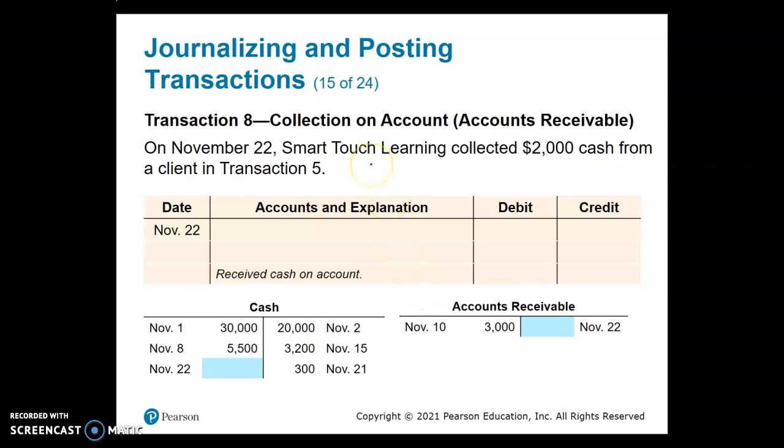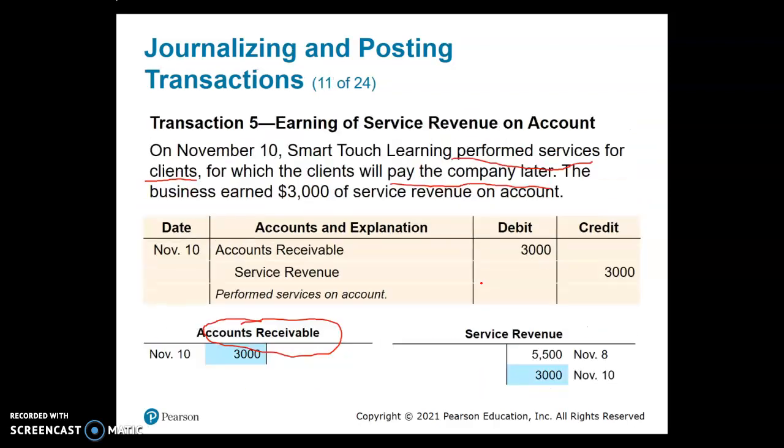Okay, continuing with the PowerPoint lecture, we are now on transaction number 8. On November the 22nd, Smart Touch Learning collected $2,000 cash from a client in transaction number 5. If you remember, in transaction number 5 we did work for a client, but the client hasn't paid us, so it went into an account receivable. They owe us money at a later date. So we've already done the work for this customer, but the customer hasn't paid. So that's the transaction that transaction number 8 is referring to.